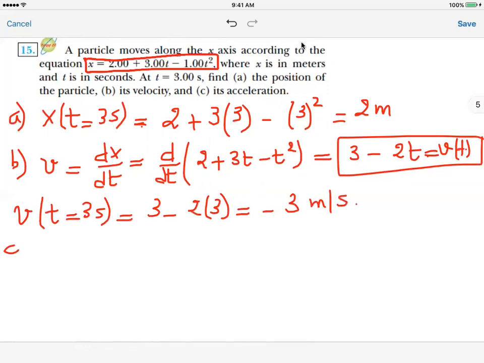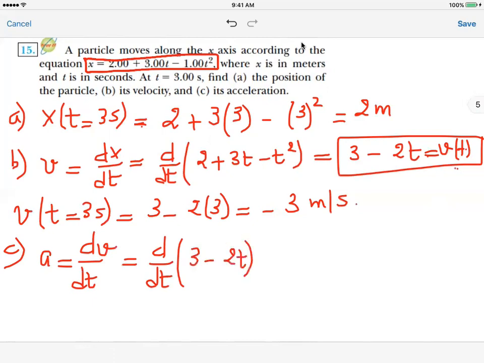Finally, in part C, we need to determine the acceleration of the particle. Again, we know that the acceleration is given by definition by the derivative of the velocity with respect to time. So we are going to determine it. It is the derivative with respect to time of v as a function of time, so of 3 minus 2t. And here we conclude it is given by minus 2 meters per second squared.